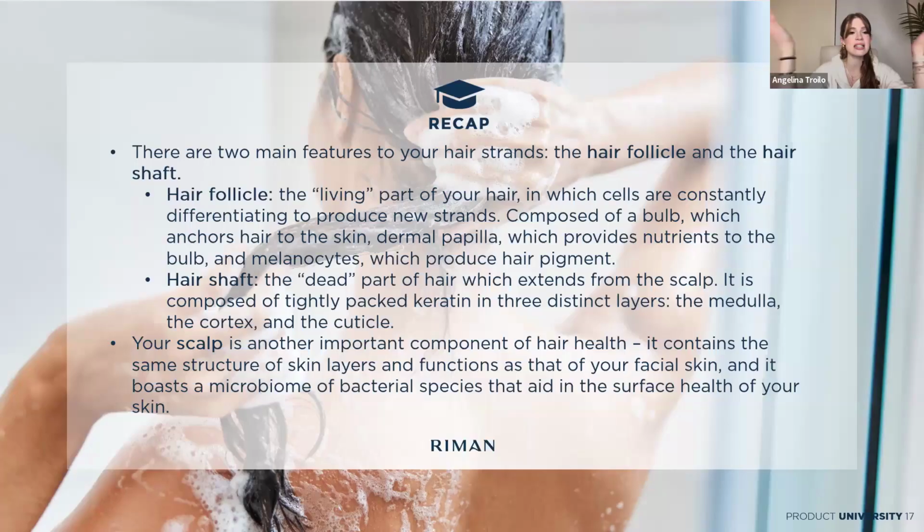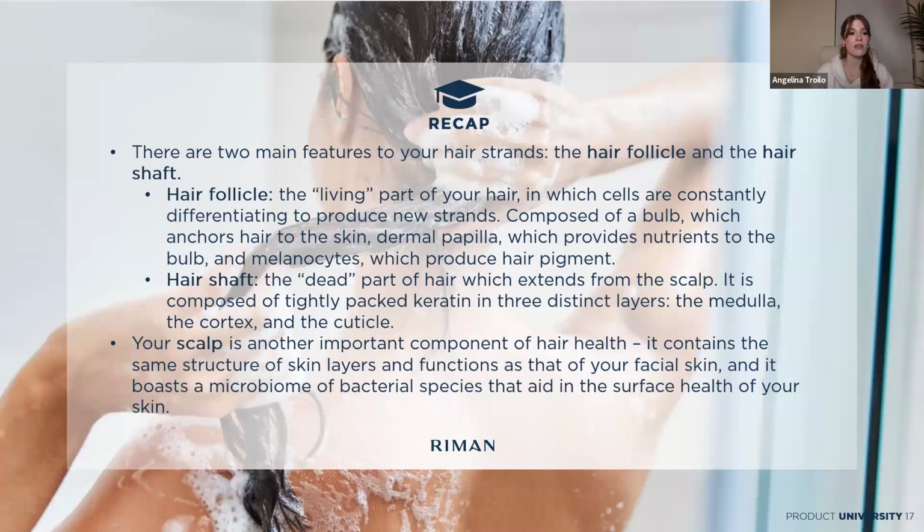The hair shaft is the dead part of your hair, which extends from the scalp. It is composed of tightly packed keratin. We have the medulla in the middle, which really has no function for many, the cortex, which has not only our pigment, but various hair strengthening bonds, and the cuticle, the outermost part of the hair that is protecting it from various irritant penetration and giving it a layer of hydrophobicity.